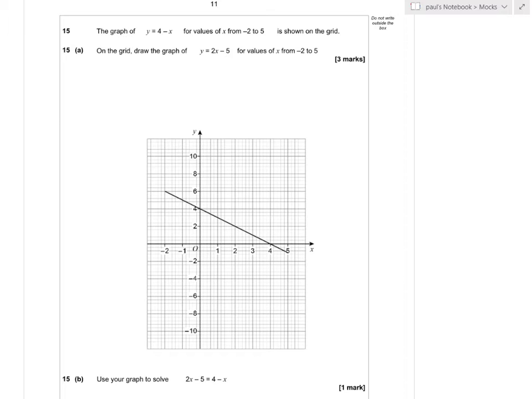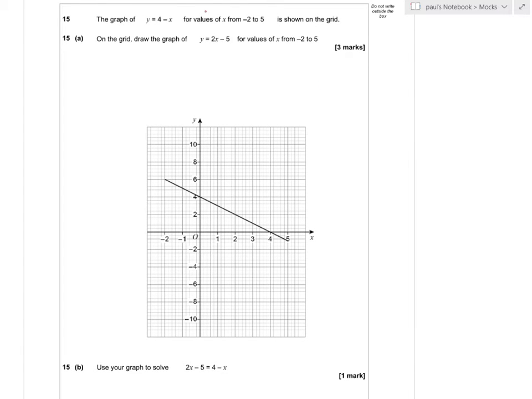Right, what we're doing now. The graph of x equals 4 minus y from the values of -2 to 5 as shown on the grid. Draw the graph of y equals 2x minus 5 from the values of x equals -2 to 5.